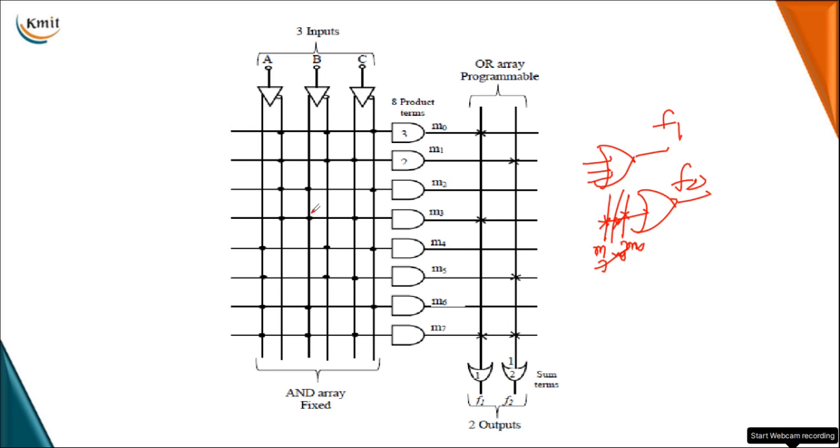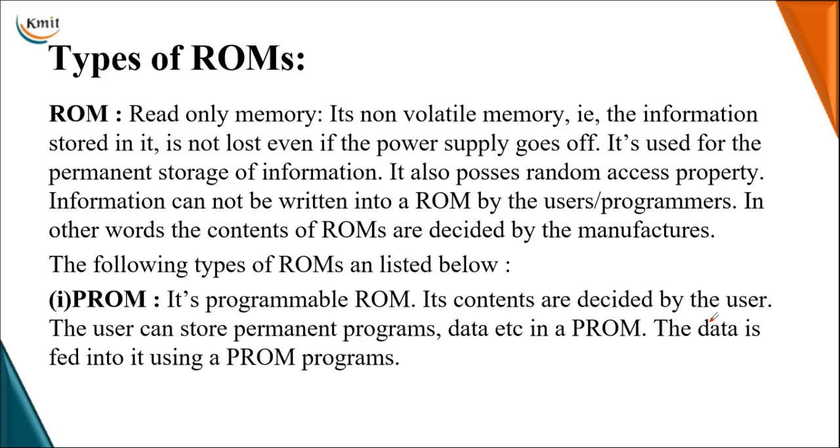Now a programmable read-only memory consists of a fixed AND array and a programmable OR array. So like this we can also implement combinational circuits using PROMs. And we have types of memories, types of ROM devices. Basically they are classified into three categories: those are called PROM, EPROM, and again that is classified into EPROM as well as EEPROM.